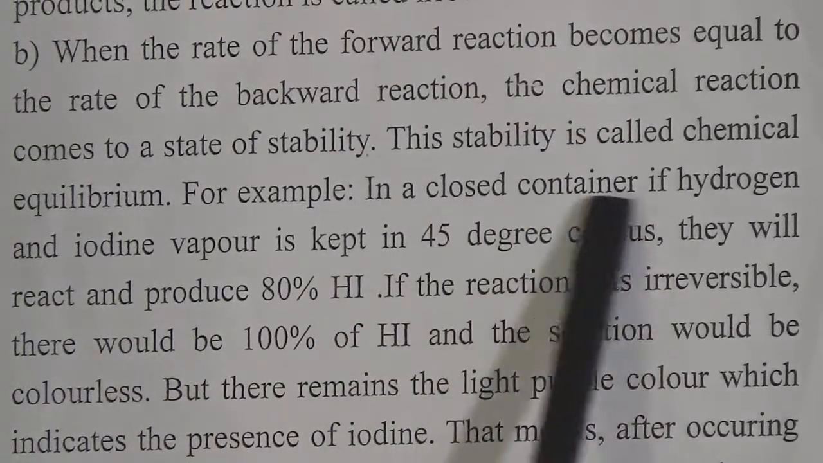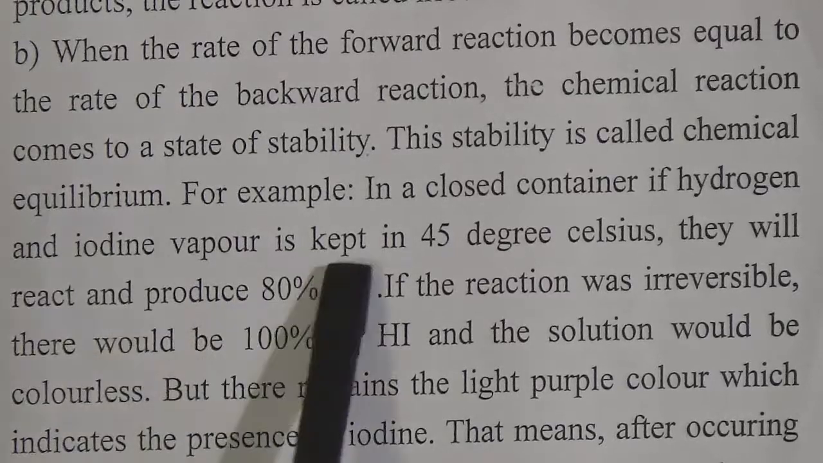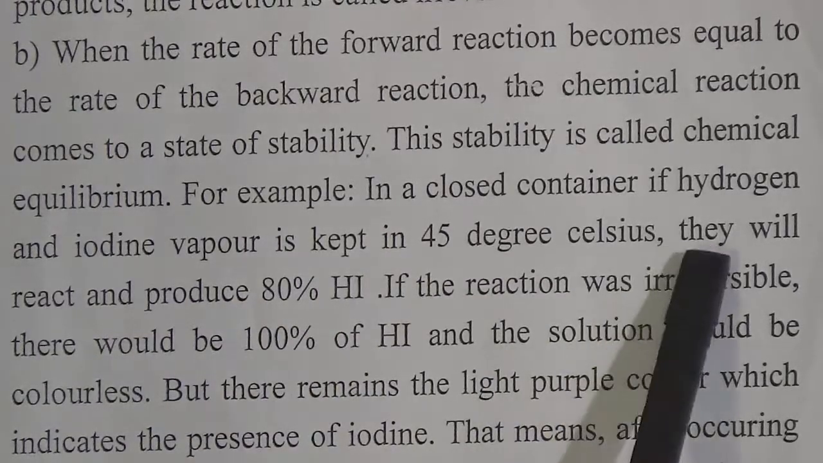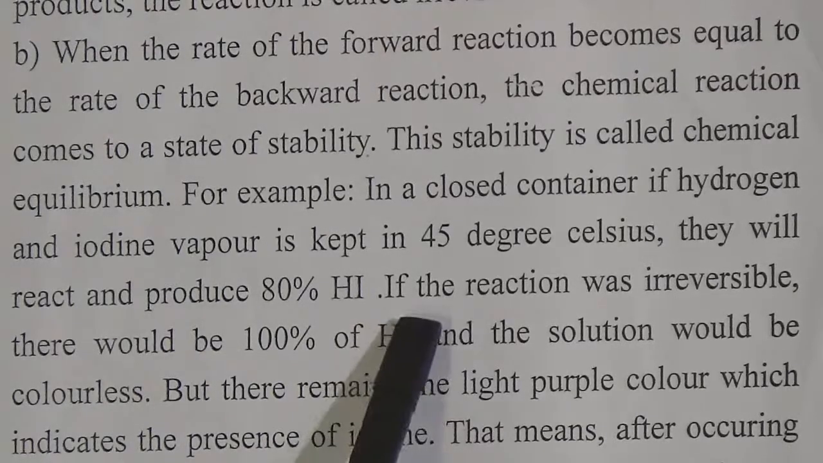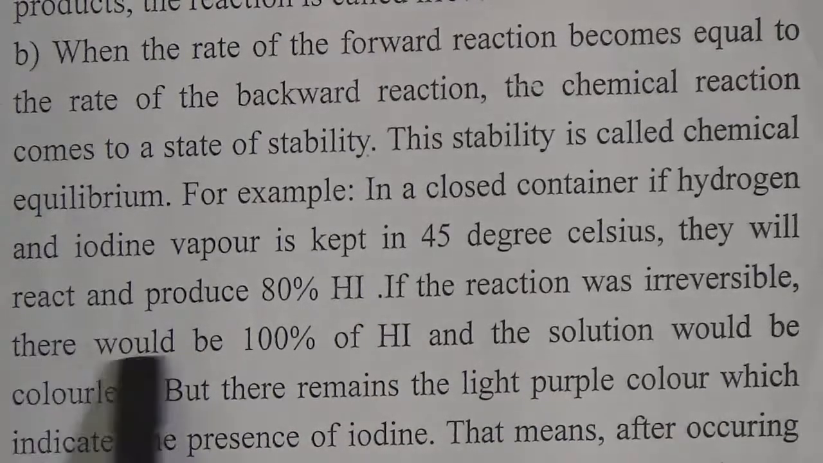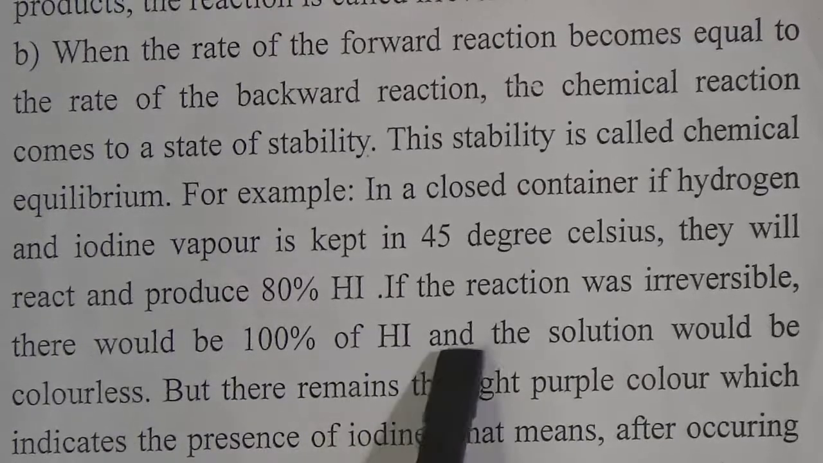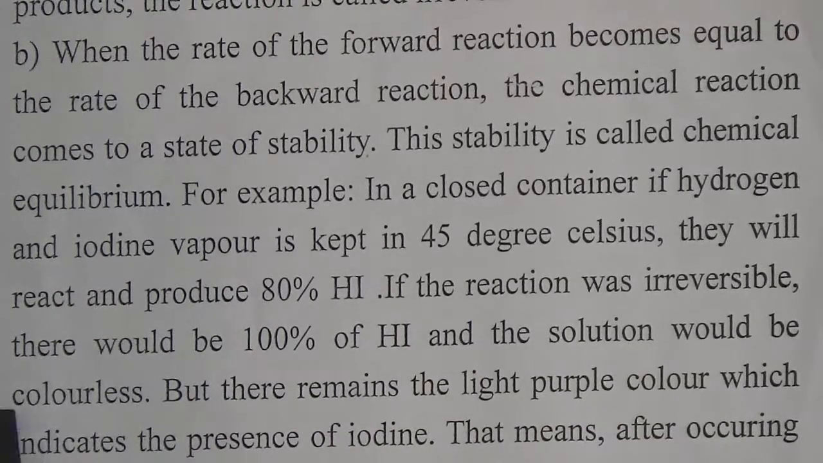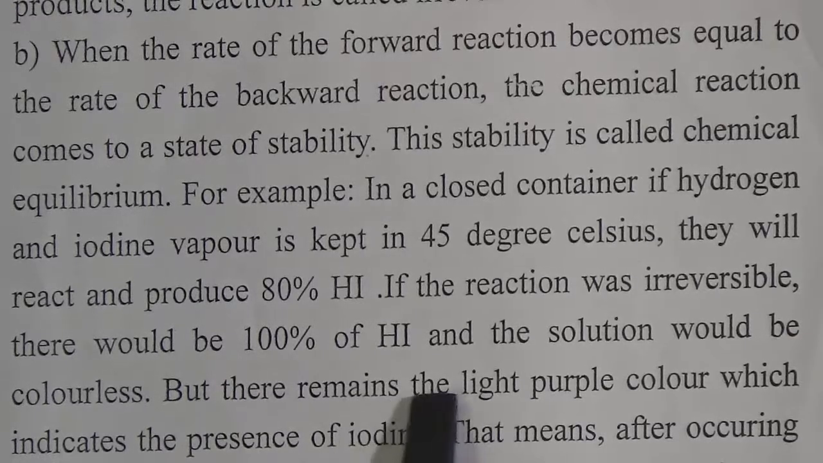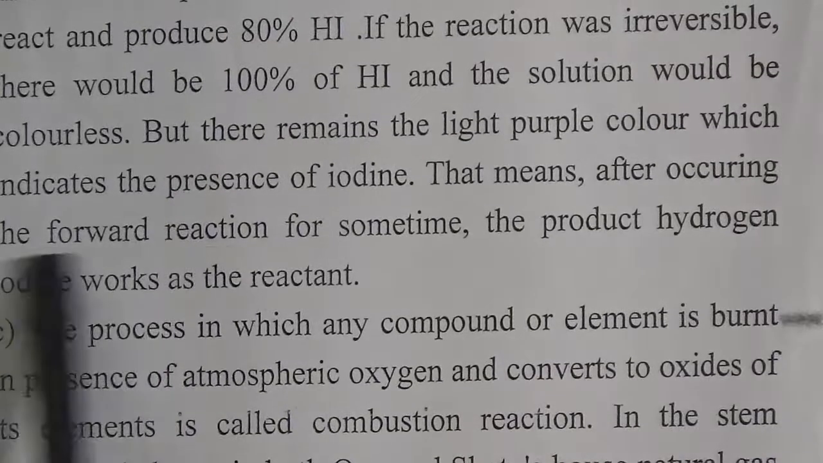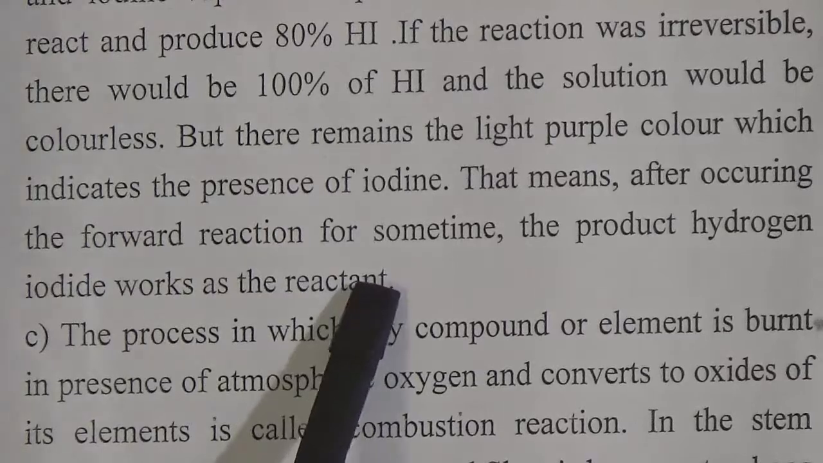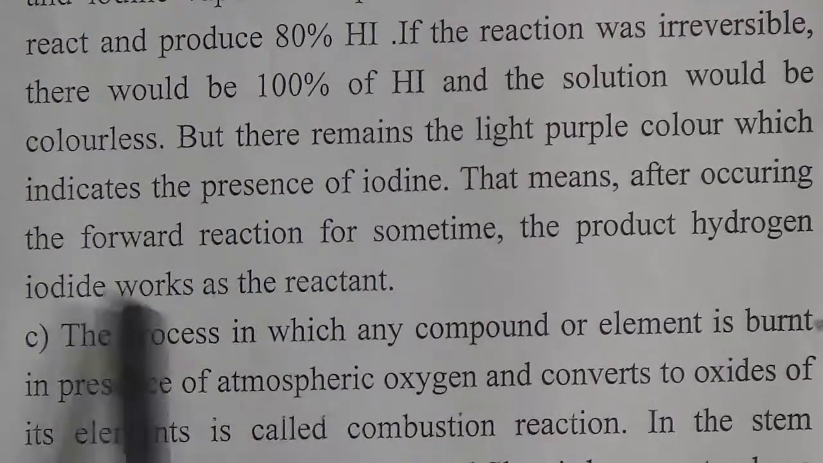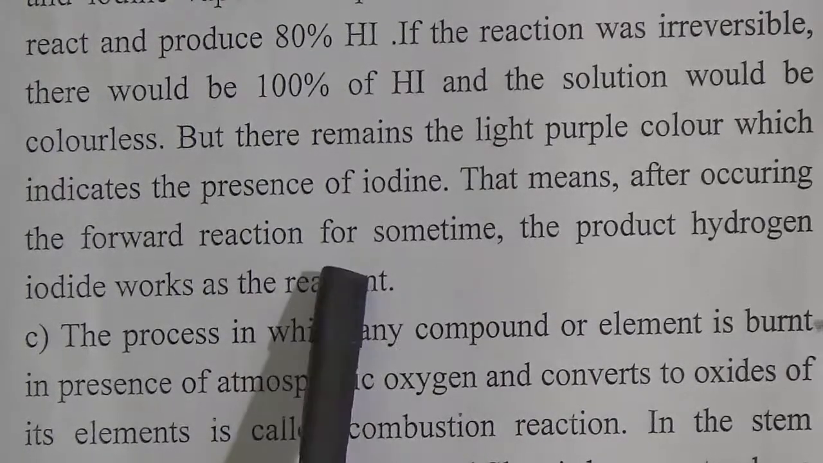For example, in a closed container, if hydrogen and iodine vapor are kept at 45 degrees Celsius, they will react and produce 80% hydrogen iodide. If the reaction were irreversible, there would be 100% hydrogen iodide and the solution would be colorless, but there remains a light purple color, which indicates the presence of iodine. It means after the forward reaction occurs for some time, the product hydrogen iodide works as the reactant. That means it goes in both directions. The reaction is a reversible reaction.